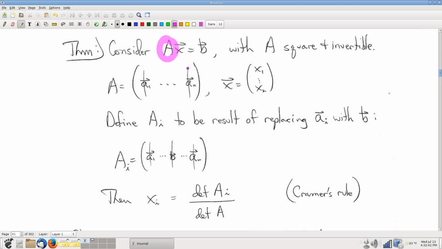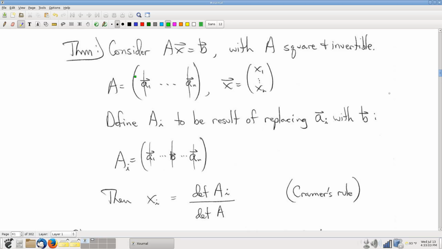Suppose our matrix A is made up of column vectors, and I want to give these column vectors names. I'm going to call them A1 through An. And the solution vector x, I'm going to look at its individual coordinates. We'll call those x1 through xn, like so.